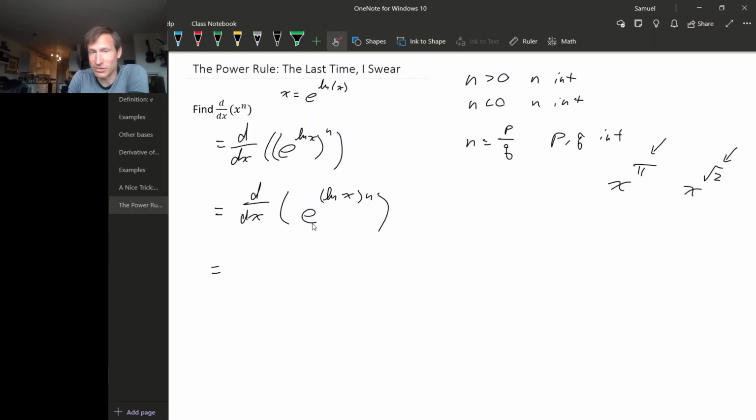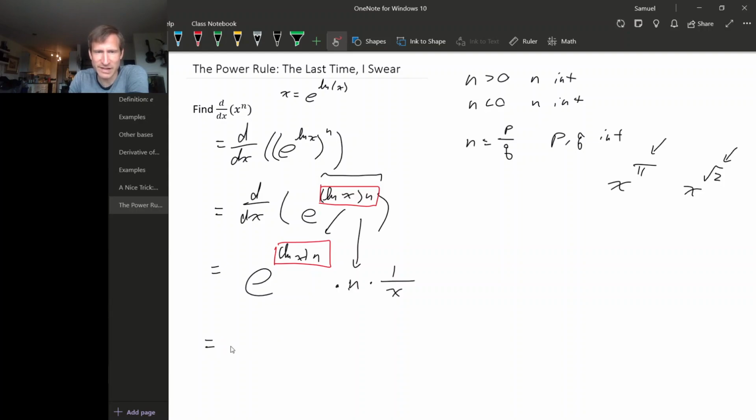Now we can calculate the derivative. So we have an exponential with something in the exponent. The chain rule says the derivative of this is e to the same thing, and then we have to multiply by the derivative of the exponent. So e to the natural log x times n, times the derivative of natural log x times n. Since n is a constant, the constant multiple rule says we can just write down that n and then multiply by the derivative of natural log x, but that's 1 over x.